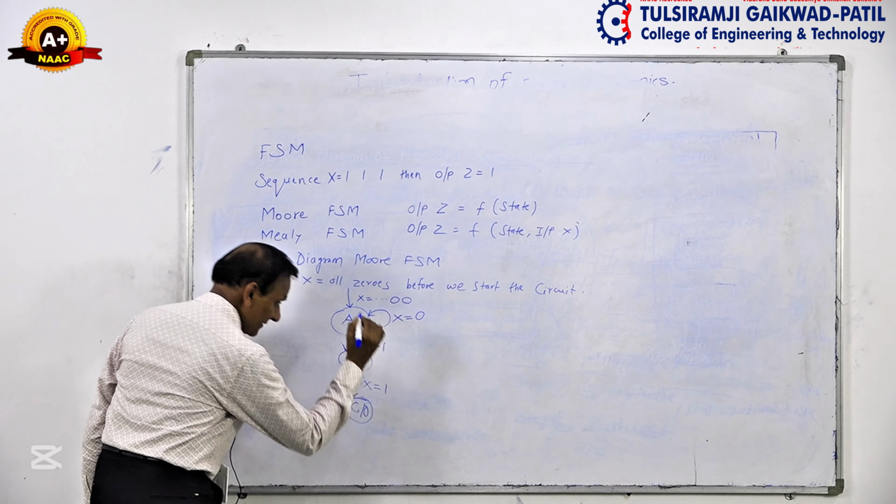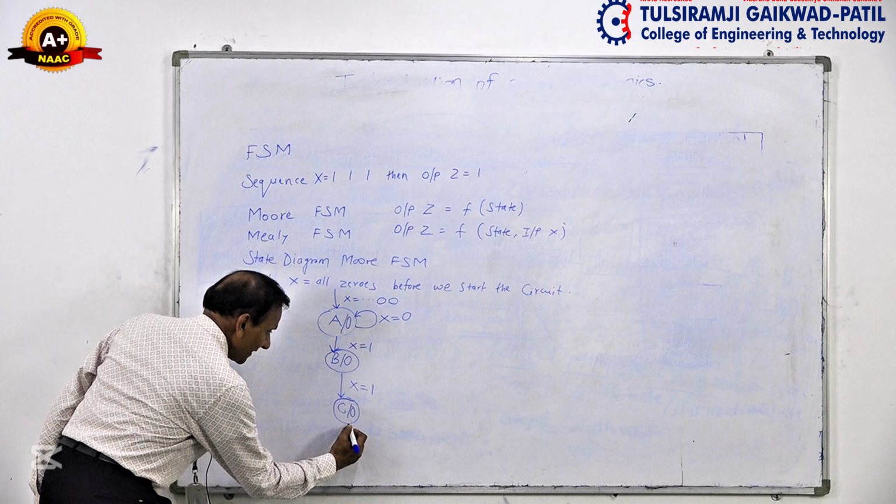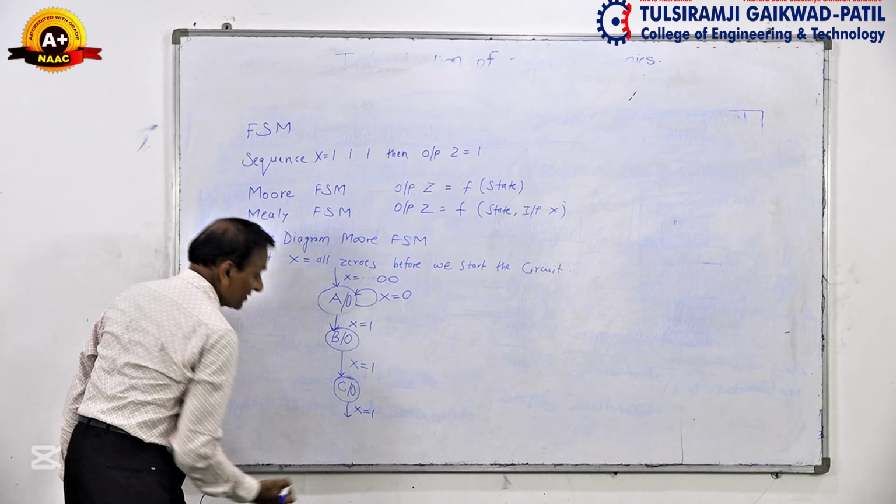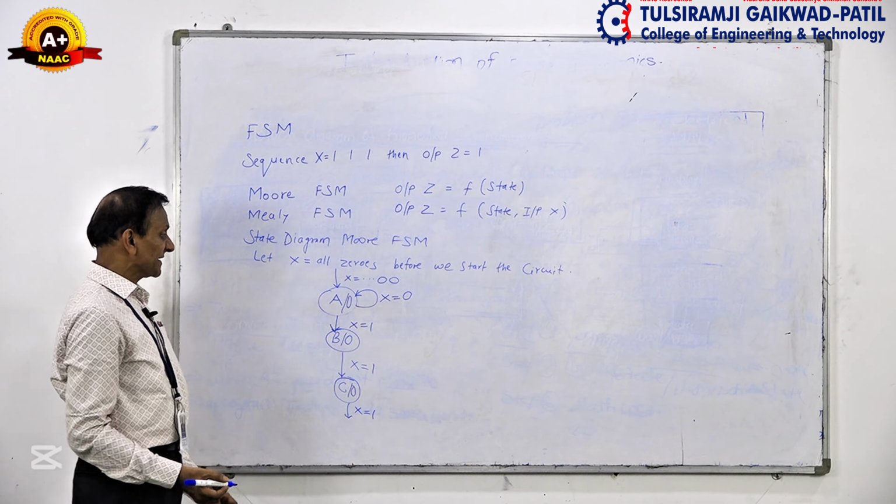When we get X equal to 1 the third time, now our sequence is getting complete. We want 3 ones to be detected. Here this is our third one. So, the machine will go to state D, and here in D state output will be 1. It will remain in state D as long as X continues to be 1.